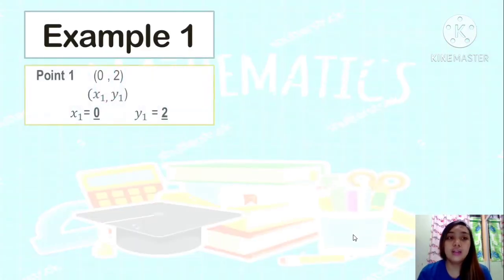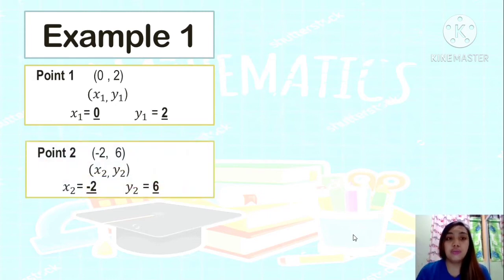So, let's take a look at the example. Example number 1. So, ito ang first point. Diba? 2 points yan. So, ito ang unang point: (0, 2). Okay? So, ang x sub 1 natin is 0. Ang y sub 1 natin is 2. Ano naman yung point 2? Ito po yung pangalawang point.